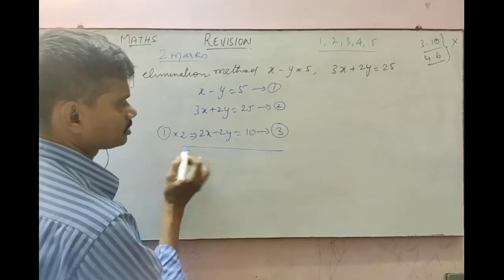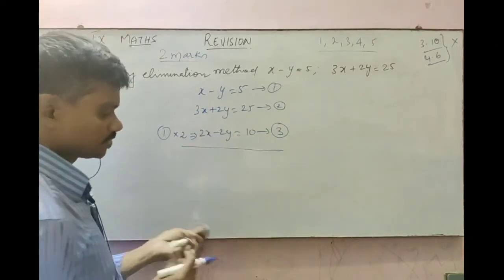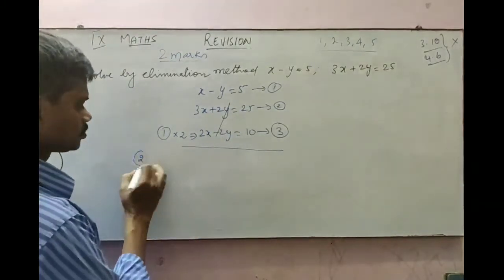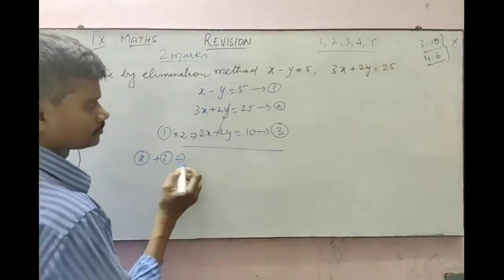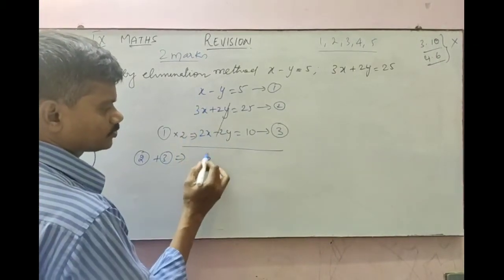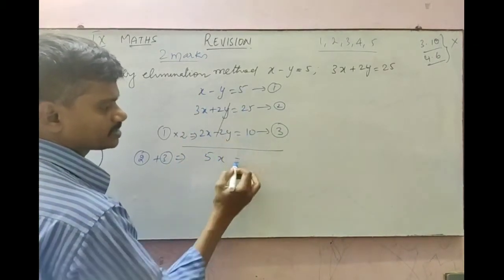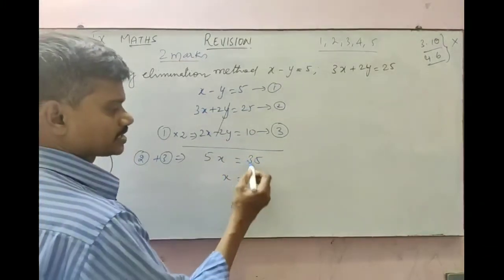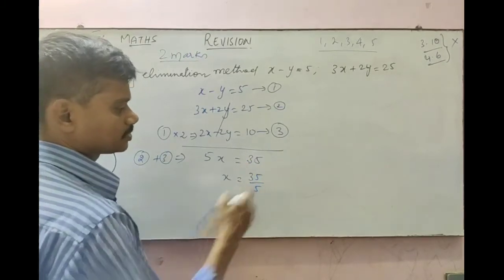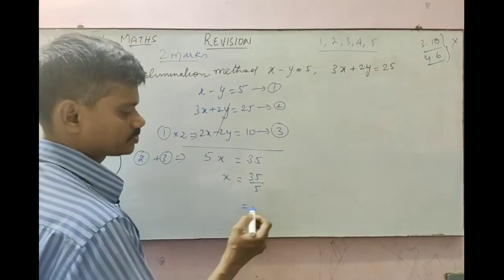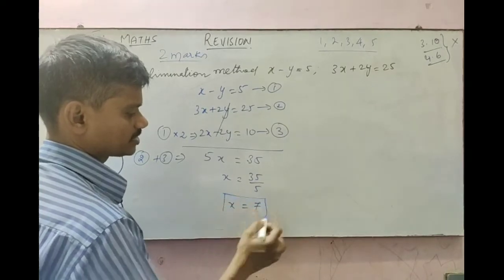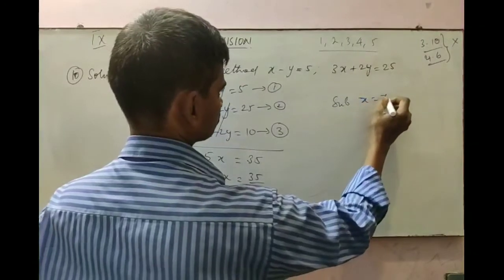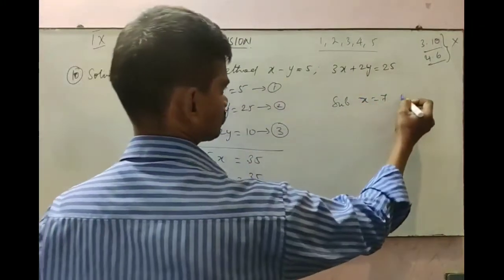Name this as third equation. Now these two coefficients are same. You can eliminate this y by adding those two equations. 3x plus 2x gives 5x equal to 25 plus 10 gives 35. Here the 5 is in multiply. If it goes to the right side, it becomes divide. So 35 divided by 5 gives 7. So the value of x is 7. Substitute the value of x as 7 in any one of this equation. I am going to substitute in equation 1.